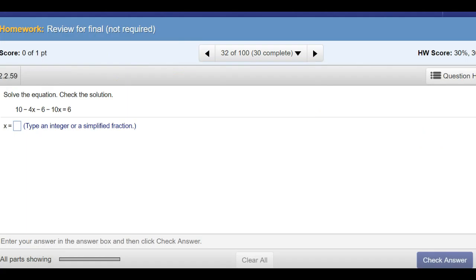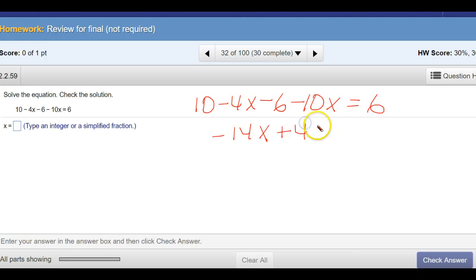Okay, they're getting a little more complex. So, first, be sure you copy it correctly. Now I'm going to group like terms. So this is going to be a negative 14x. This is going to be a plus 4. Equals 6. We want to isolate the x, so I guess I can subtract 4 here, subtract 4 there.